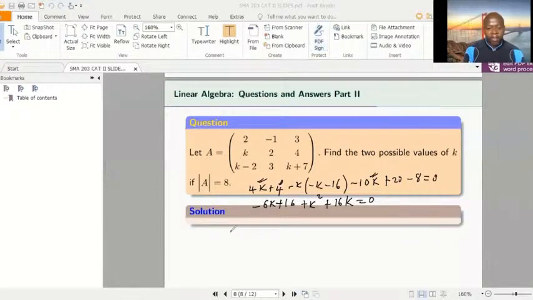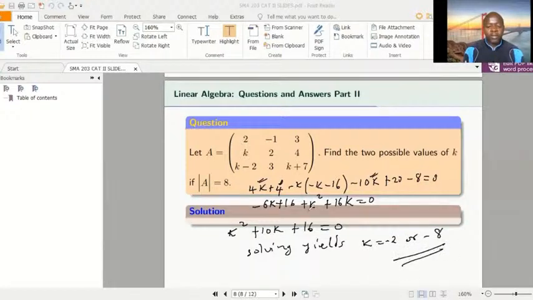Simplifying this, I have k squared plus 10k plus 16 is equal to 0. This is a quadratic equation which we can all solve. Solving this will yield k to be negative 2 or negative 8. It can be solved either by the quadratic formula or by factorization. Factorization is easy because this equation can be factorized.